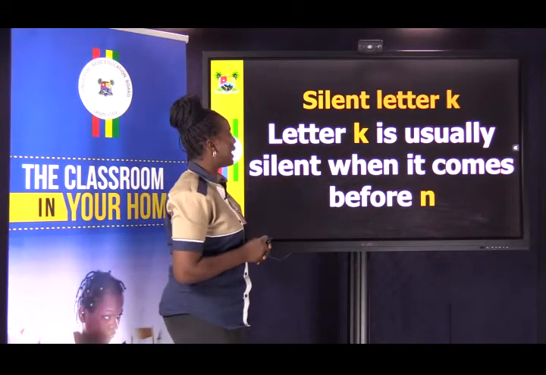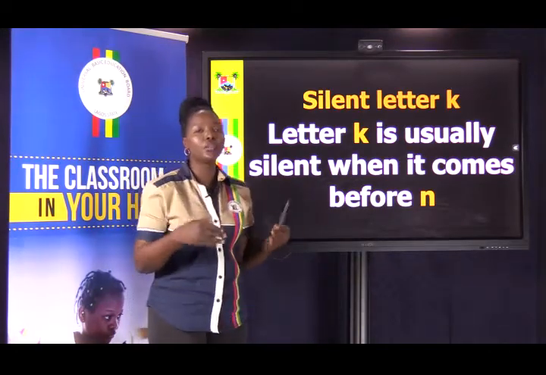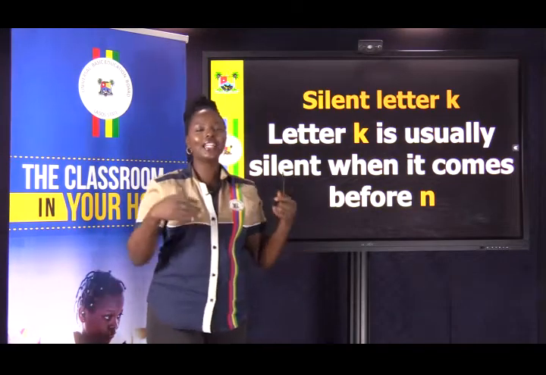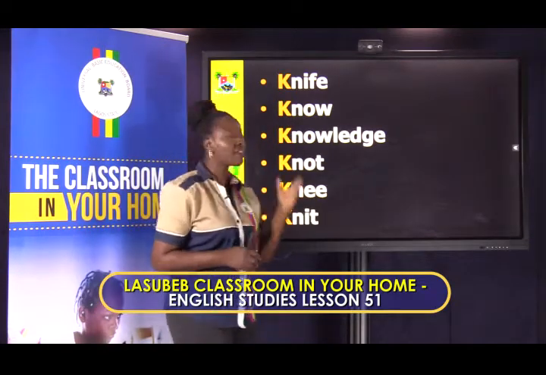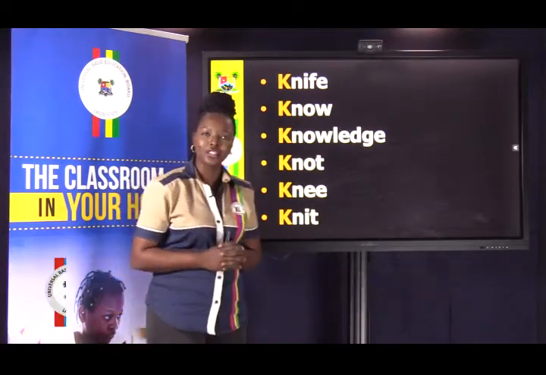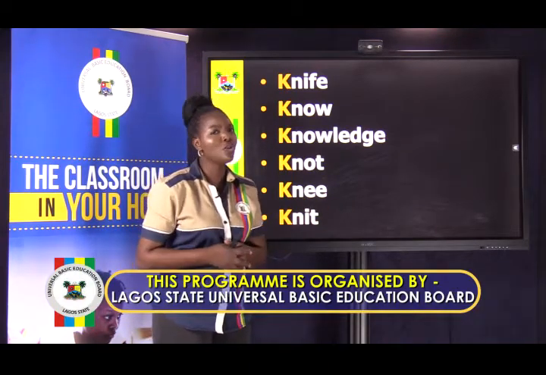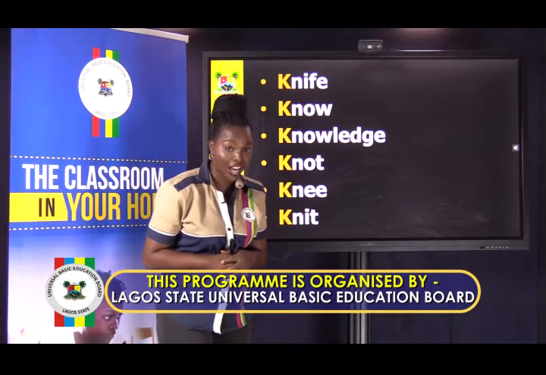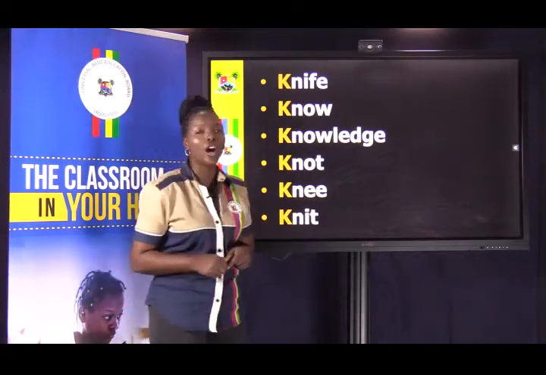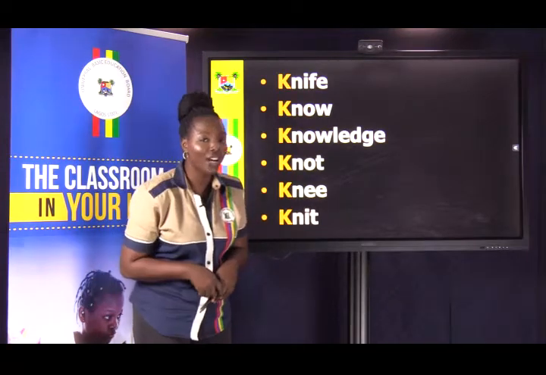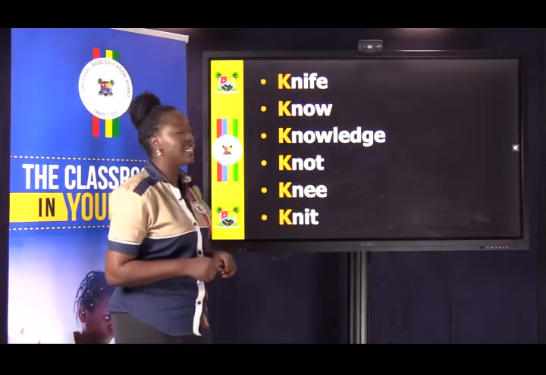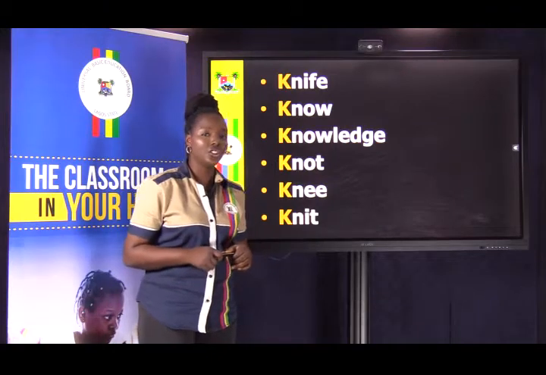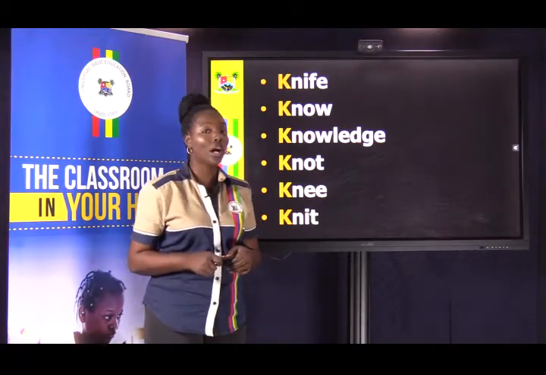For the first one, letter K is usually silent when it comes before N. What did I say, children? Letter K is usually silent when it comes before N. Now, let us look at a few examples where that is obvious. For the first one, we have K-N-I-F-E. How do you pronounce that, children? Knife, right? Of course, I'm sure no one pronounced that as kuh-nife. Next, K-N-O-W. That is know. Third one, K-N-O-W-L-E-D-G-E. That is knowledge.